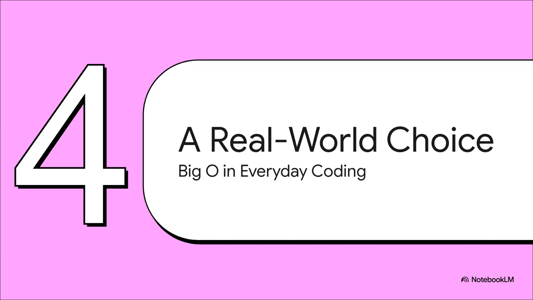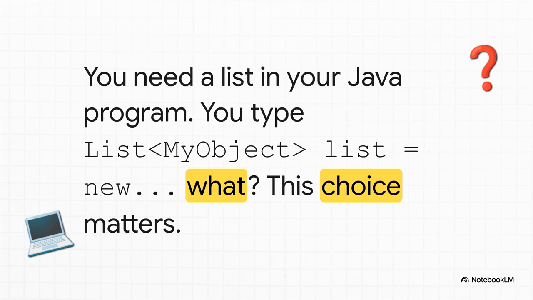Okay, enough theory. How does this actually show up in the code you write every single day? Let's bring this right into your code editor. You're working in Java, you need a list of something, and so you type List<MyObject> list equals new, and then you pause. What comes next? As we're about to see, that choice you make in that moment matters a whole lot.